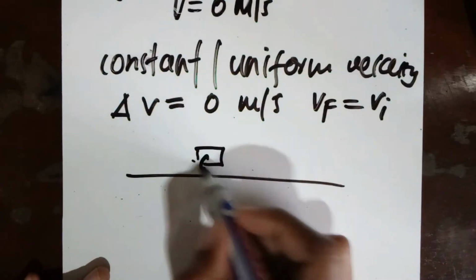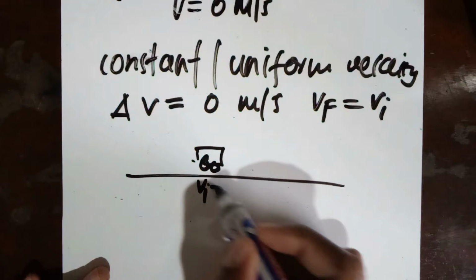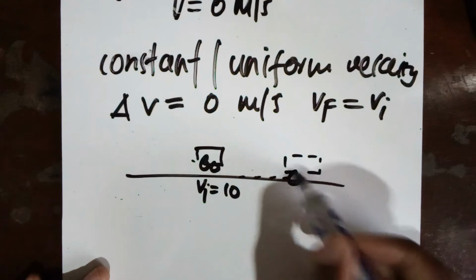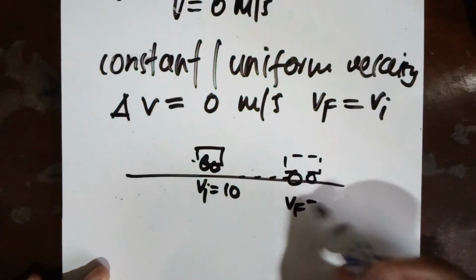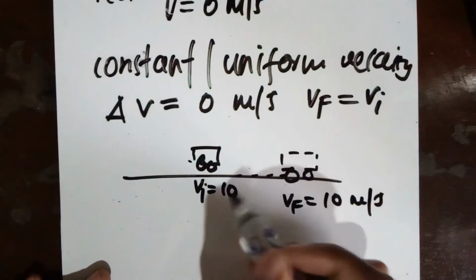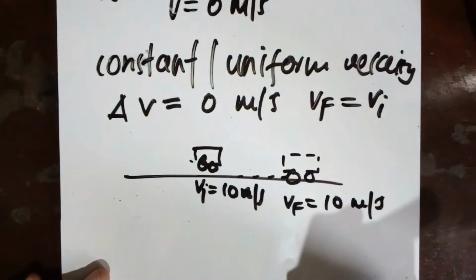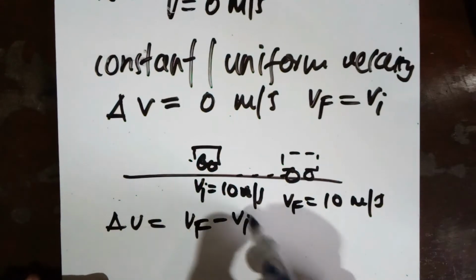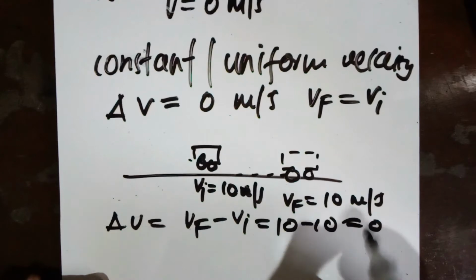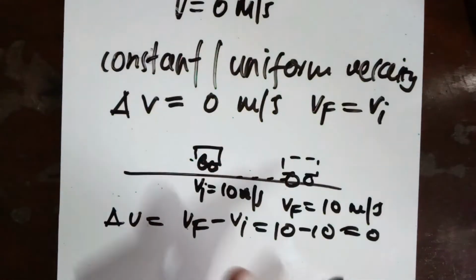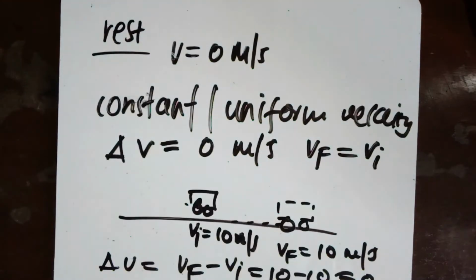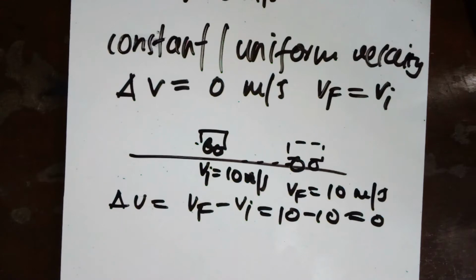So imagine that you had a car that was moving on a path. Here it had an initial velocity of 10, and then maybe after a couple of minutes the car is now here and it still has a velocity of 10. So there's 10 meters per second, 10 meters per second to the right. If we were to calculate the change in v, then you say Vf minus Vi, which will be 10 minus 10, which is nothing but 0. So in Newton's first law, we are concerned with objects that are at rest or moving at a constant or uniform velocity.